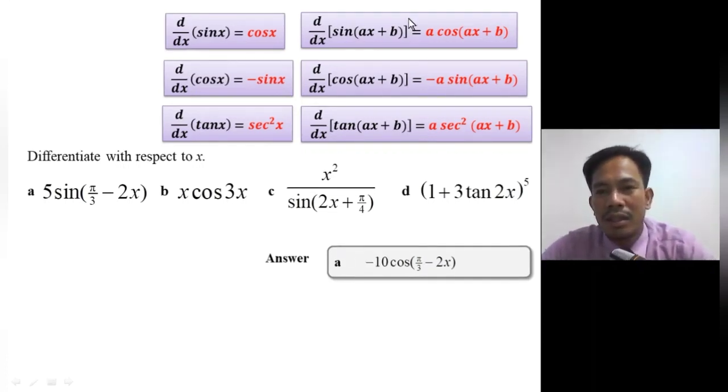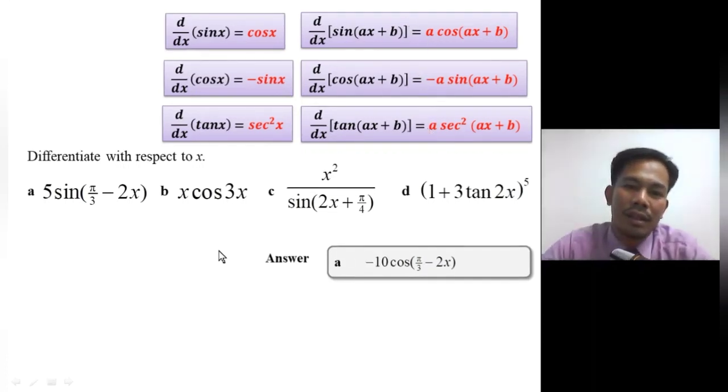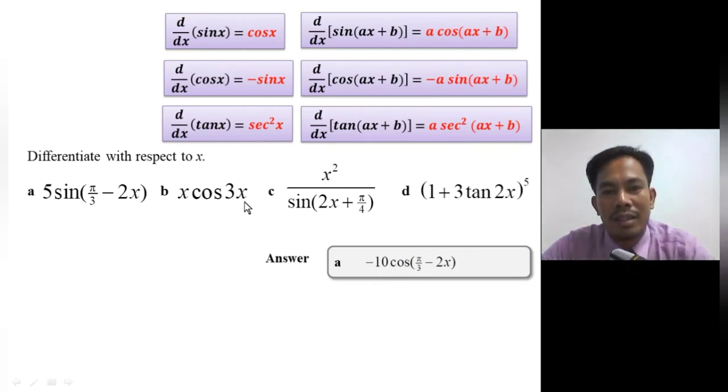Letter B, using all these rules, since cosine 3x, you will notice that this is x times cosine 3x. So therefore, I have two expressions that I am multiplying. So I will need to use the product rule and represent u as x, and represent v as cosine 3x. What is the derivative of u? It's 1. What is the derivative of v?